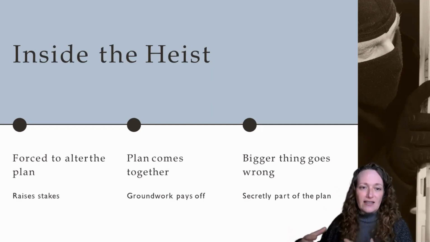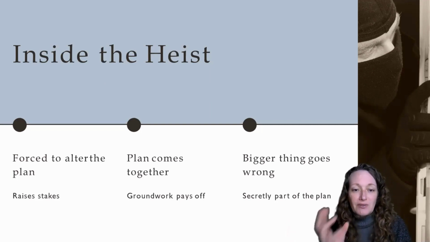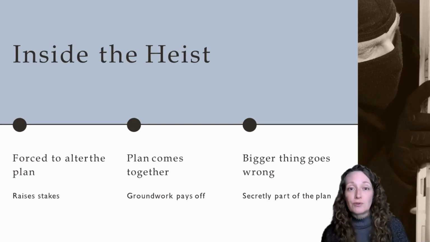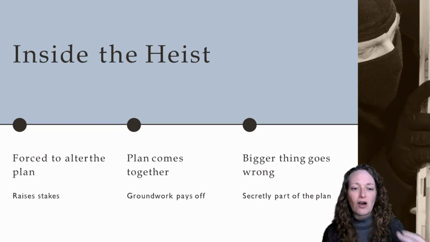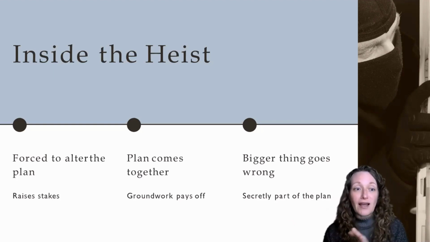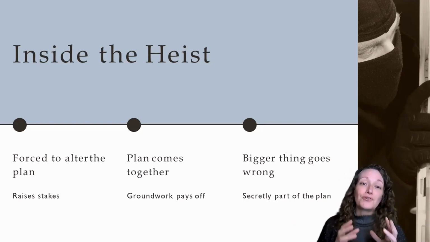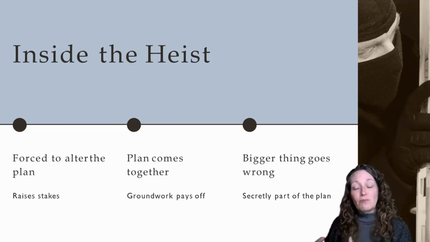Once we are inside the heist and we've been forced to alter the plan, then we have this moment when the plan comes together, where all of the groundwork that the team has laid pays off and everything is going like clockwork. This is also where all of the groundwork that you laid during the scouting and practice sequence comes in handy, because you can shorthand and focus on the new variable, which is the mark or the bad guy.